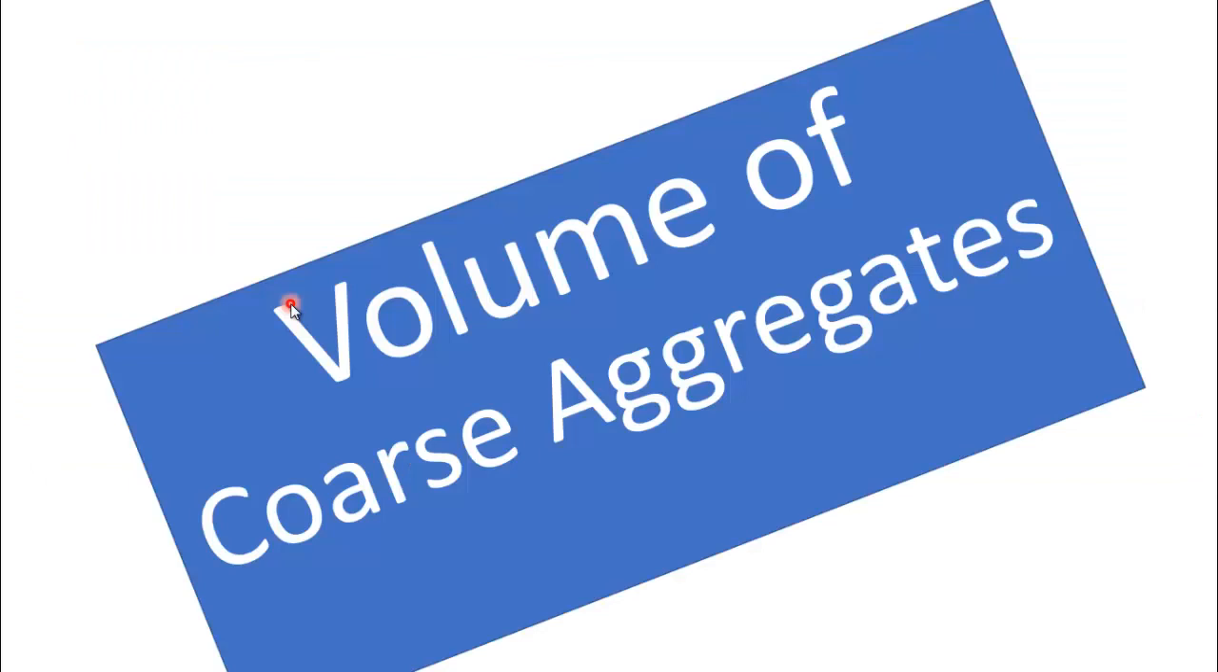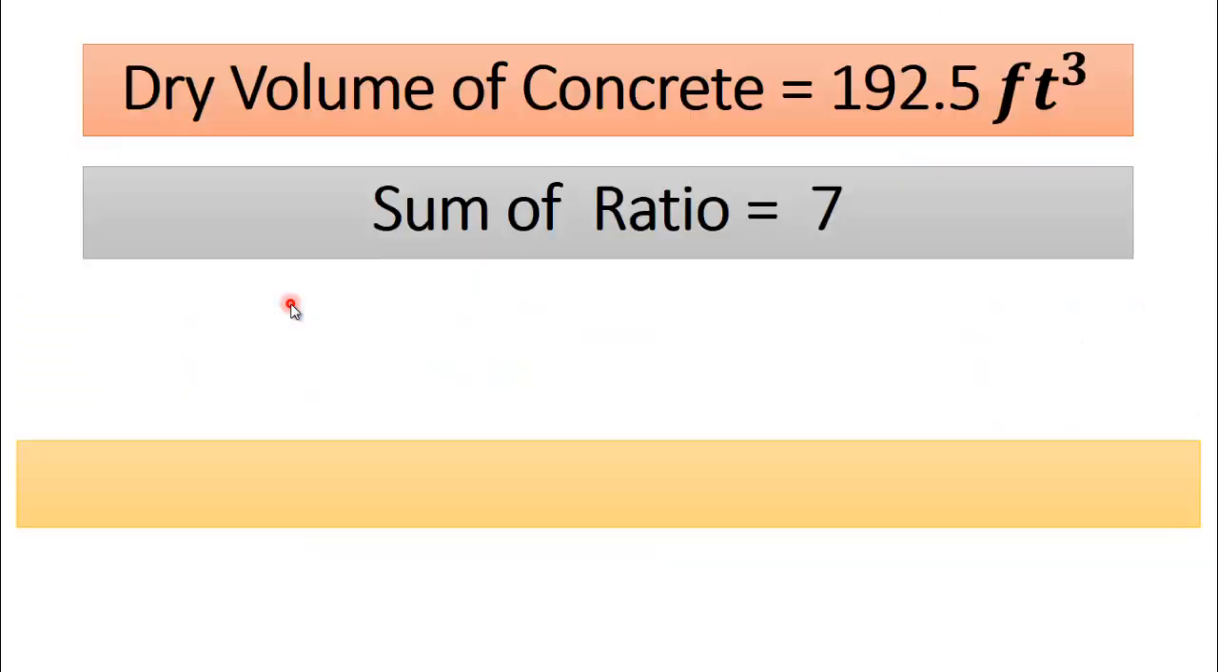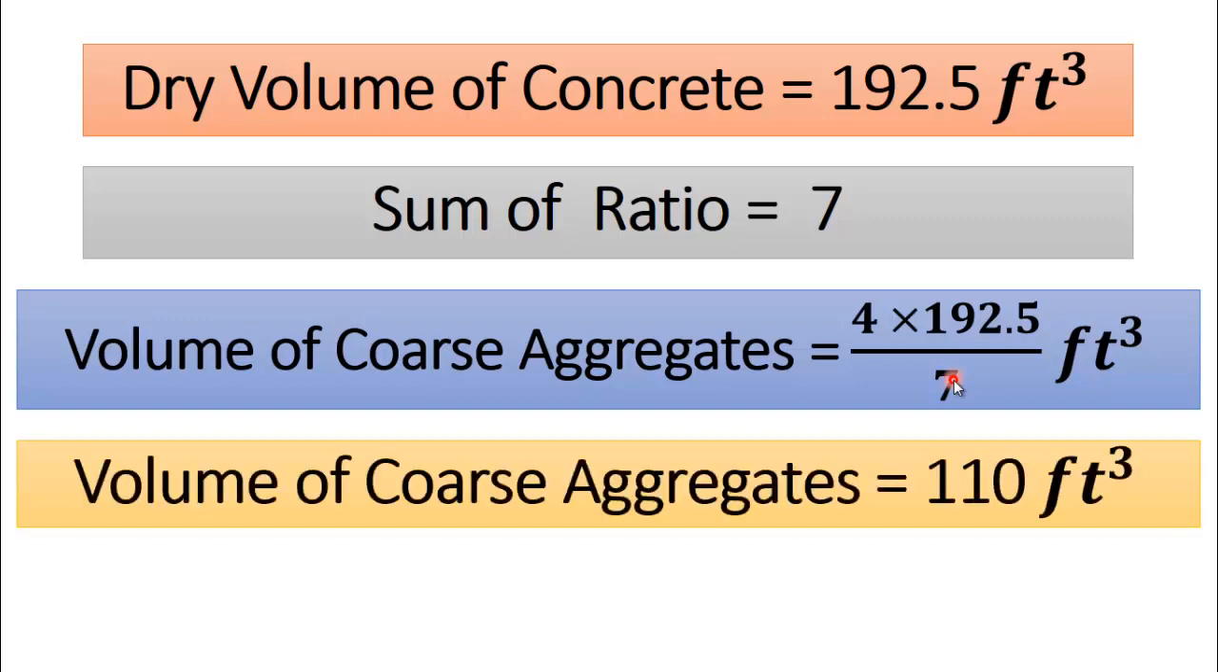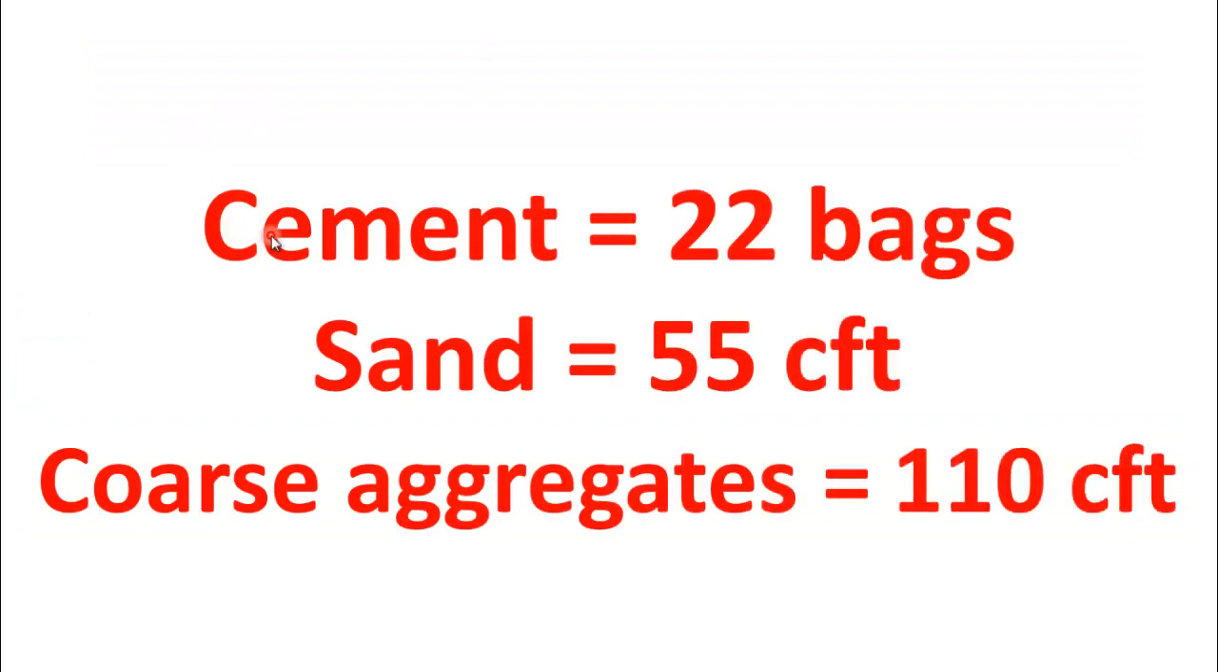Now we will find the volume of coarse aggregate by using the same method. Volume of coarse aggregate is equal to 4, which is the ratio of coarse aggregate, multiplied by 192.5 total volume, divided by the sum of ratio, which is 7. After doing simple calculation, we will get the volume of coarse aggregate as 110 cubic feet. You can see that we have determined the quantities of material required for this slab. The quantity of cement required is 22 bags, sand 55 cubic feet, and coarse aggregate 110 cubic feet. It was all for today.